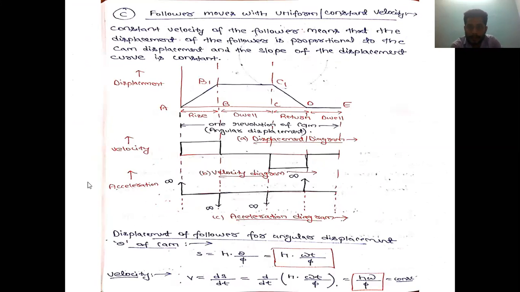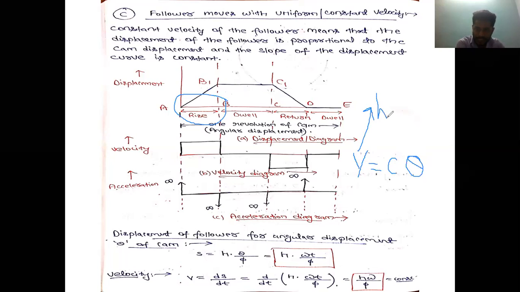Let us solve. Since the follower is moving with uniform velocity, let the follower displacement be denoted by the symbol y. That means y is a function of cam angle displacement theta. That means y is equal to some constant into theta. If I am talking about the rise period, assume that the follower rise is height h. That means in place of y, I can write h. So h is equal to c.